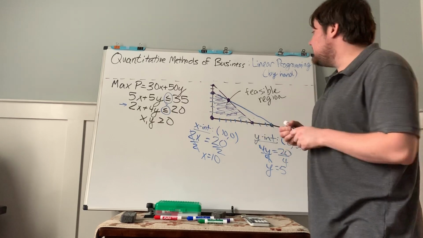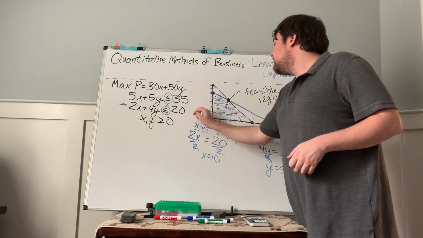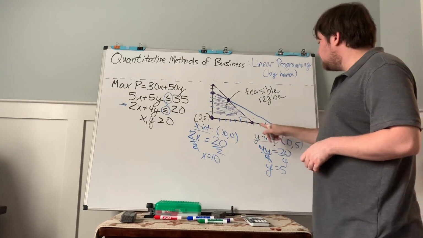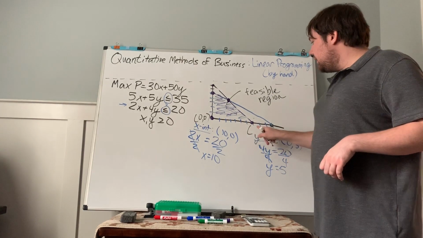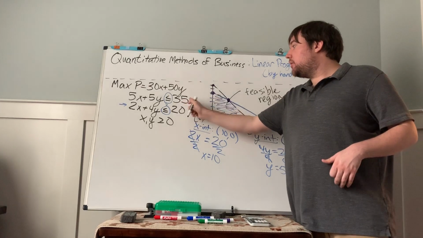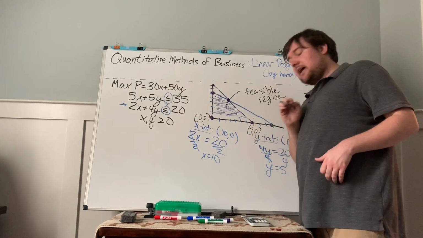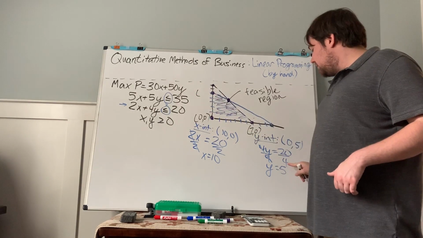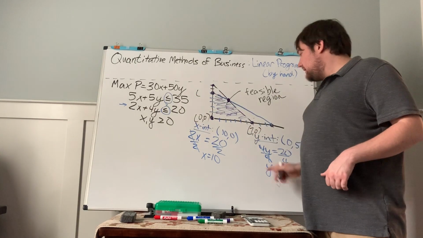3 of them are easy because we've already found them. This is the point 0, 0, because it's the origin. This point is the x-intercept of our purple line, which was 7, 0. This line right here, that is the y-intercept of our second constraint, that is 0, 5.